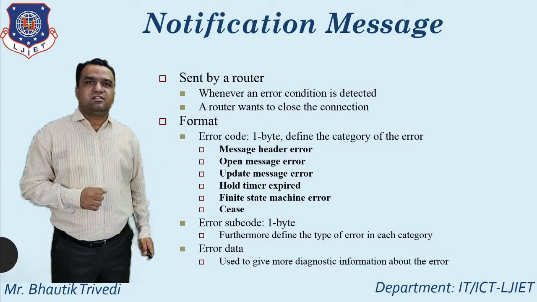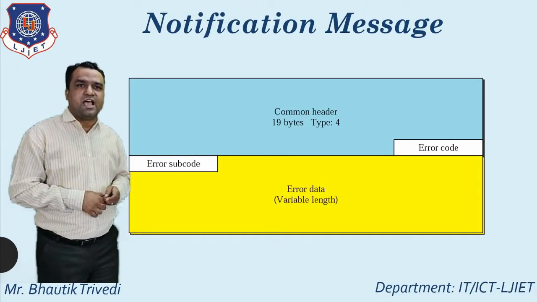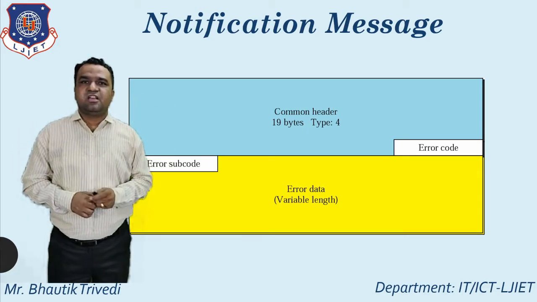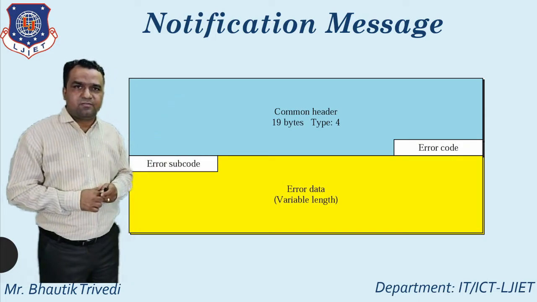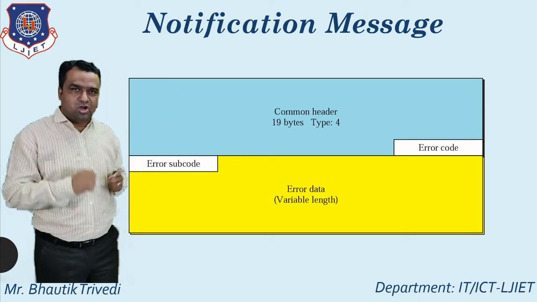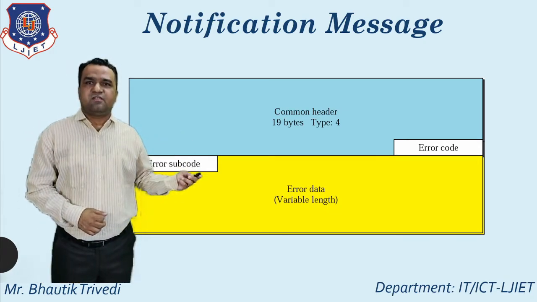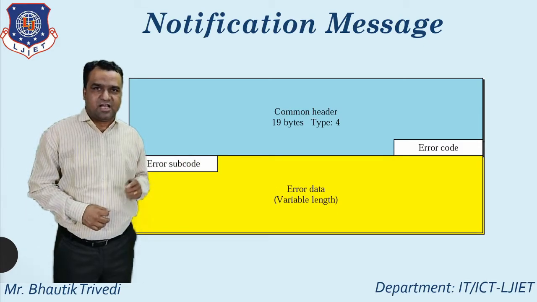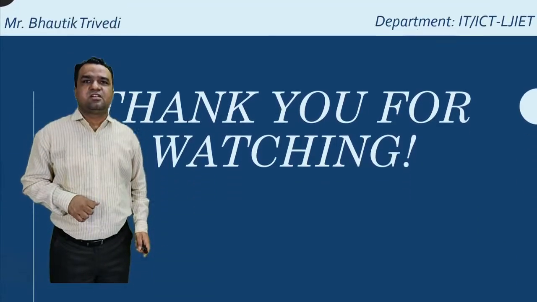After that, notification message supports which particular diagram? Notification message is under which category? That is type number 4, which supports the common header and three fields. First one is the error code, second is the error subcode, and third is the error data. So that's the concept of the notification message.